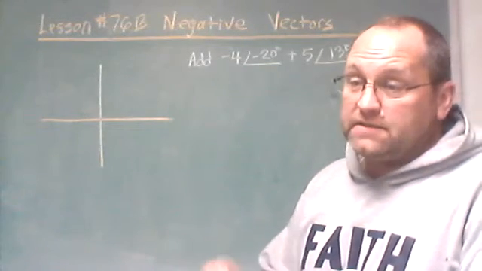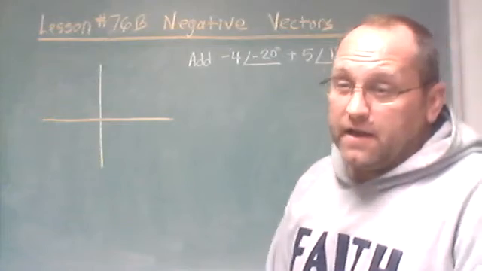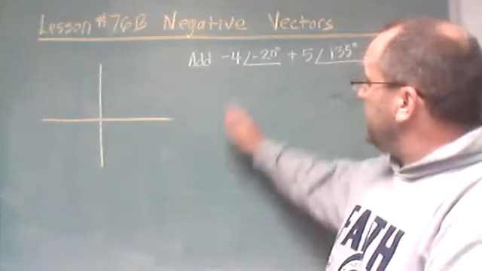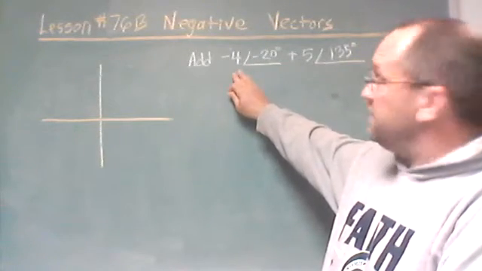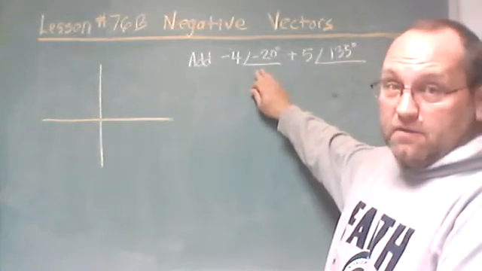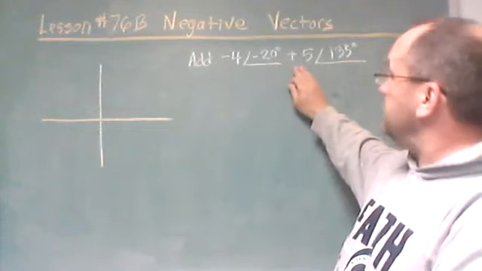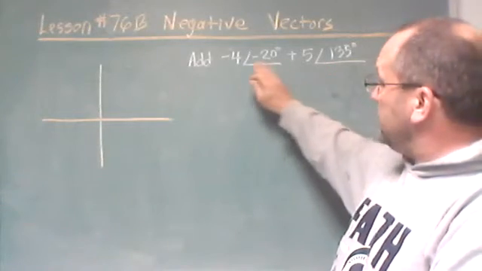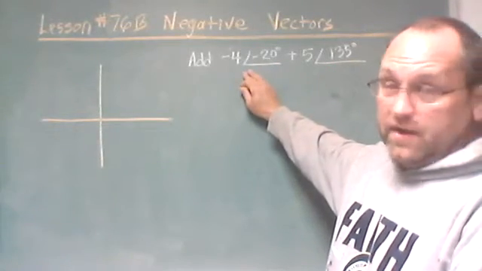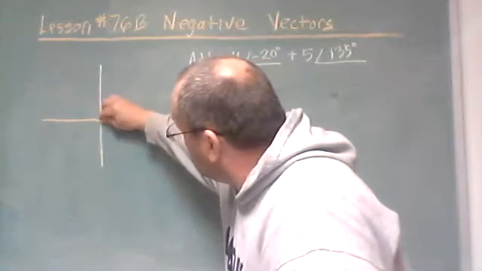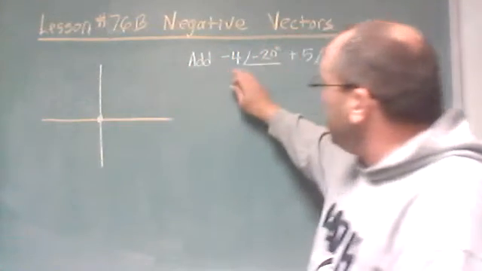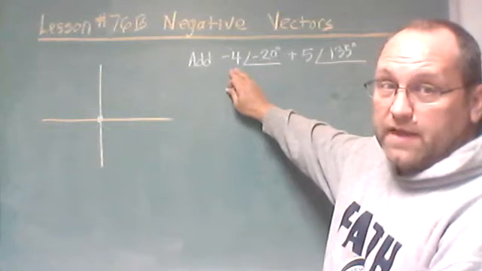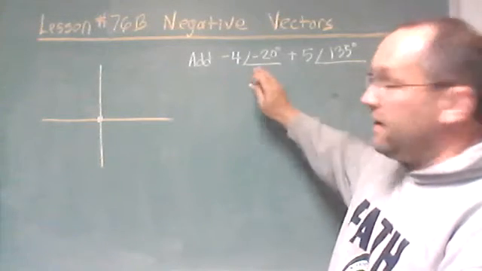We know from our last lesson, 72B, how to deal with negative angles. So here we're going to be adding two vectors, a -4 at an angle of -20 plus 5 at an angle of 135. Okay, so let's look at this first vector here. Again, everything starts from the origin. So what do we have? We have a length of -4. What does that mean? I haven't seen that before. At an angle of -20.